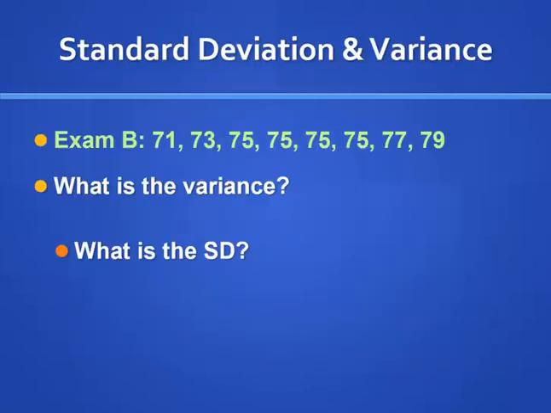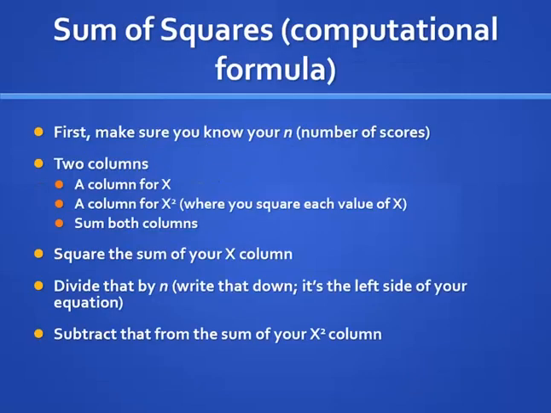Okay, here's the data for exam B, right? And what I want you to do is compute the variance and the standard deviation. But first I want to go over the computational formula, right? So one of the first things you need to know before you start computing sum of squares using the computational formulas, you need to know your n, right? You need to know your total number of scores. And we know that's 8, right? It's the same number of scores in exam B as there was in exam A.